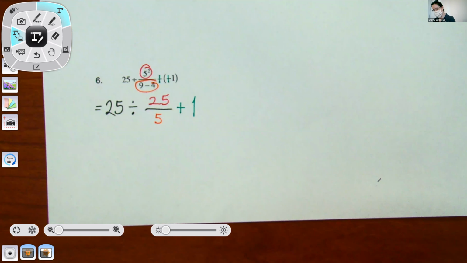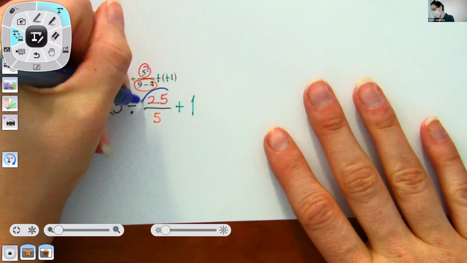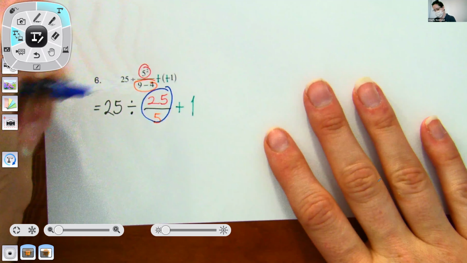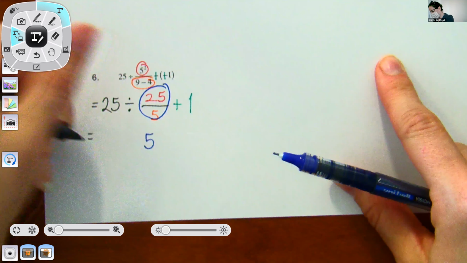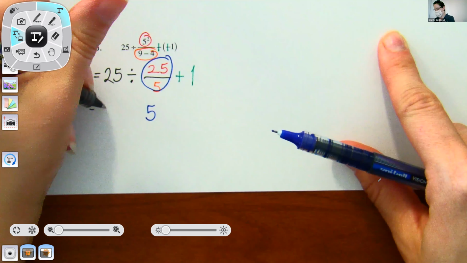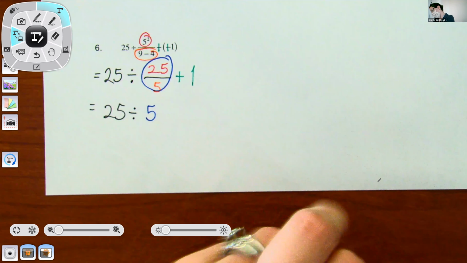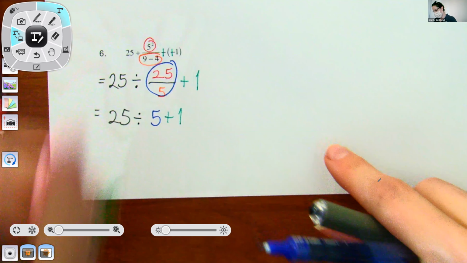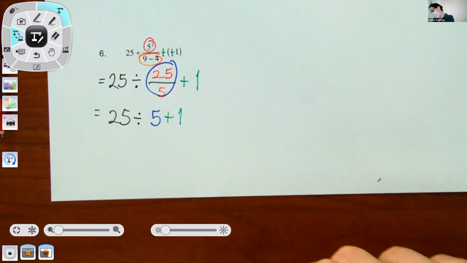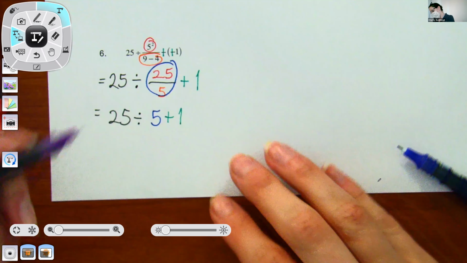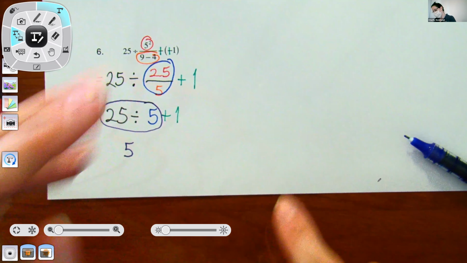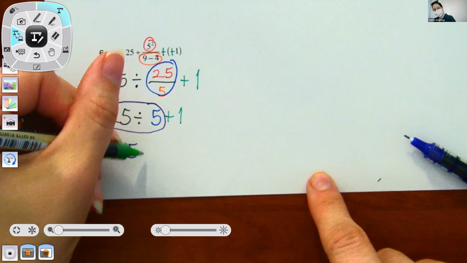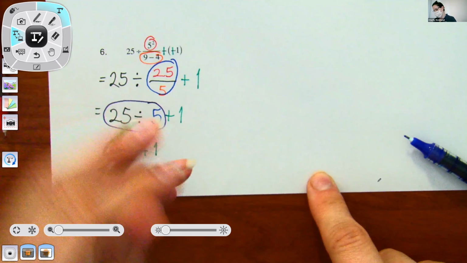So then I still need to finish that fraction. 25 over 5, 25 divided by 5 equals 5. And I'll bring everything else down. So I've got 25 divided by 5 plus 1. So next I need to do my dividing. So 25 divided by 5 is equal to 5. So then I just have 5 plus 1. So my final answer is 6.